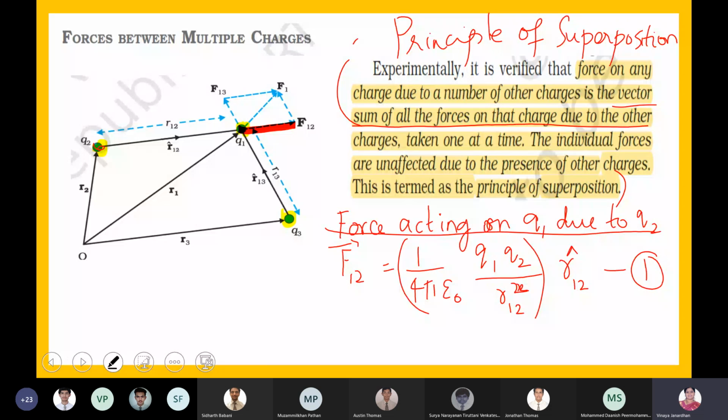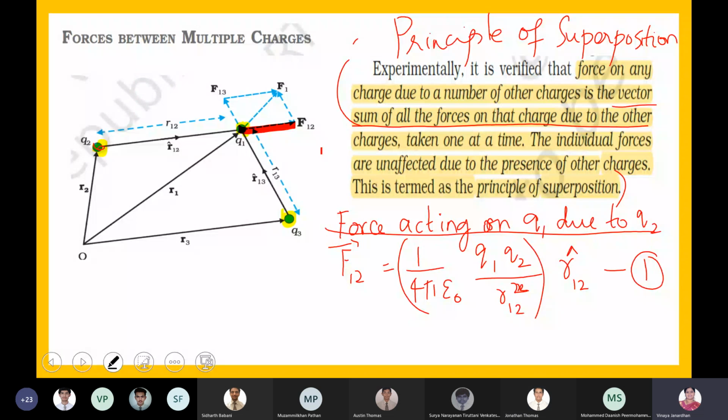Boys, please understand, Q2 is applying a force on Q1. See, these are like charges. So now Q1 is experiencing a force of repulsion, which is F12. Is that clear, boys?